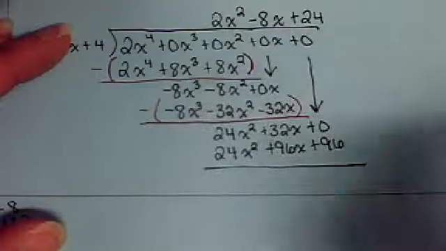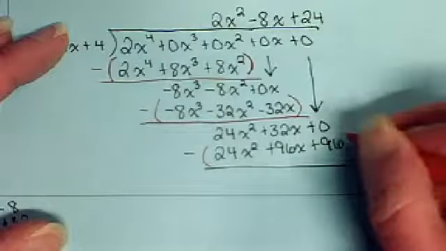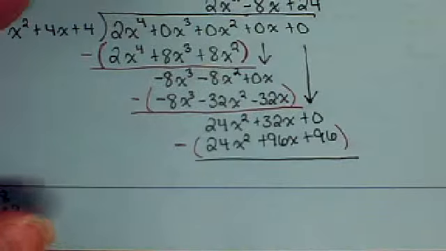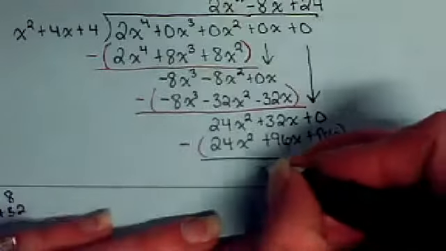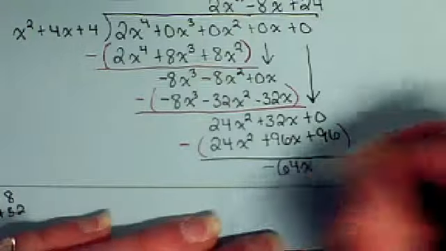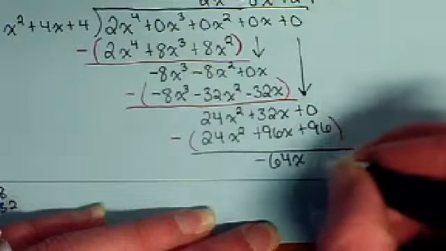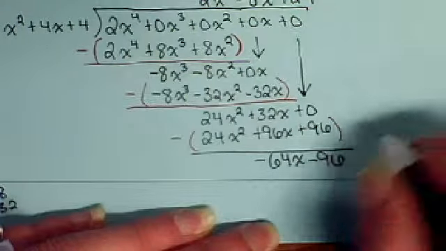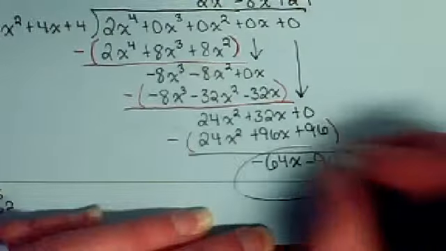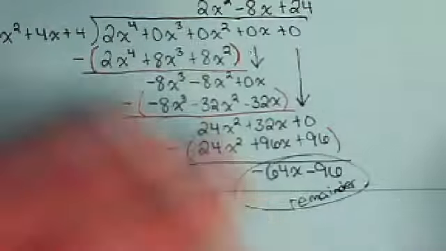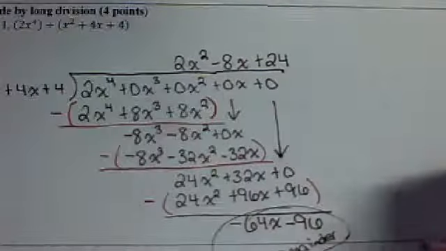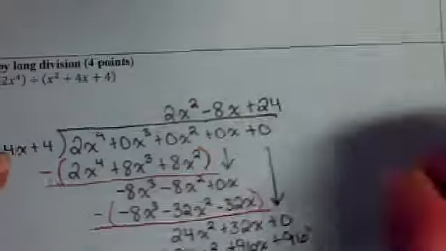So, like in the olden days, we're going to subtract. 24 minus 24 goes away. 32 minus 96 gives me negative 64x. 0 minus 96 is a negative 96. This is considered the remainder. So what we usually do is write it as a fraction above what we divided by.